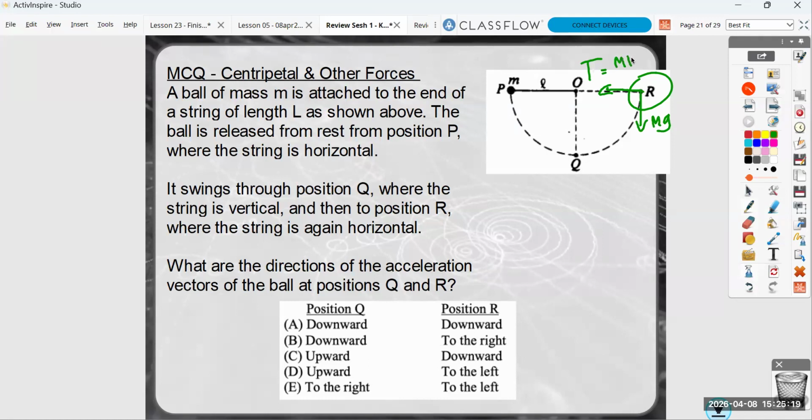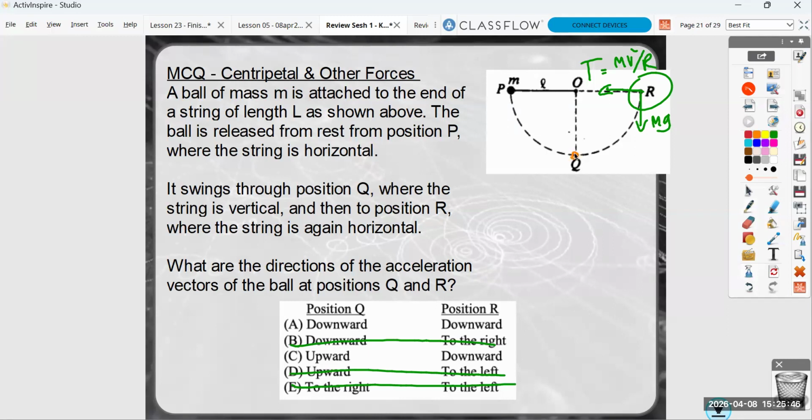Now here's the thing. How fast is it going at point R? Zero. It's not moving. So the tension would be nothing, and the only acceleration is mg, which is down. So at point R, it's accelerating downward, which leaves us two options about where it's accelerating at point Q.